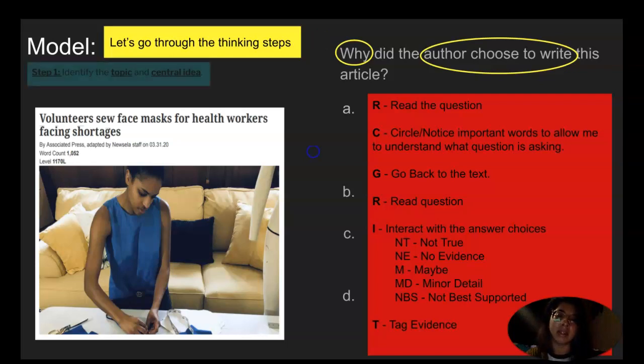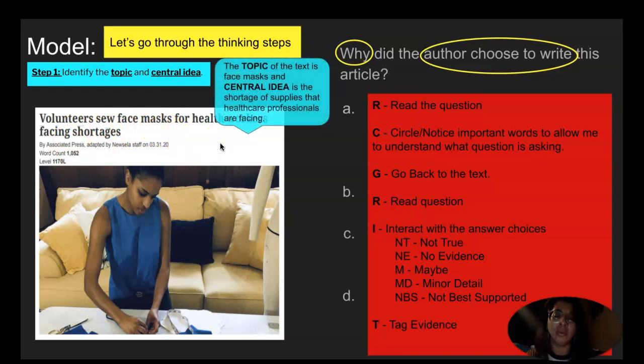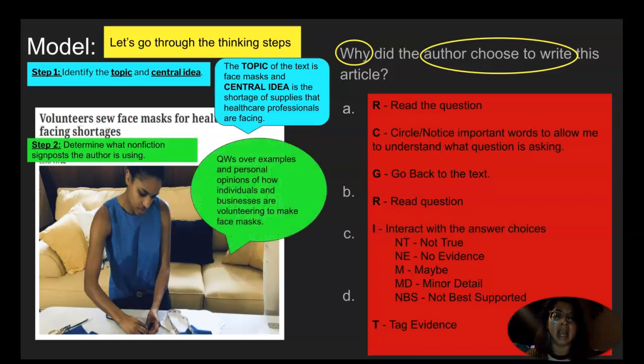Now let's go through those steps. So 1, what was my topic and central idea for this article? Well, I notice already, in the title, face mask is the topic. Reading throughout the text and also using a little bit of the title, I know that the central idea is a shortage of supplies that the healthcare professionals are facing. Step 2, I want to determine what nonfiction signpost the author is using. Mostly, I noticed quoted words over examples and personal opinions of how individuals and businesses are volunteering to make face masks. So everyone's being real helpful in this article.